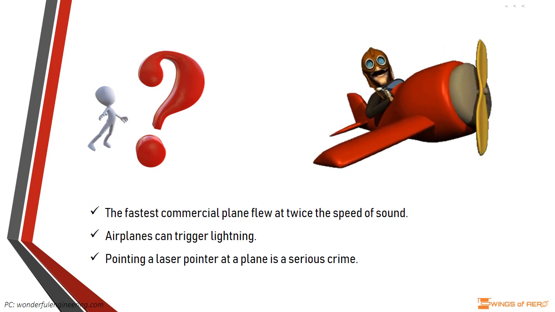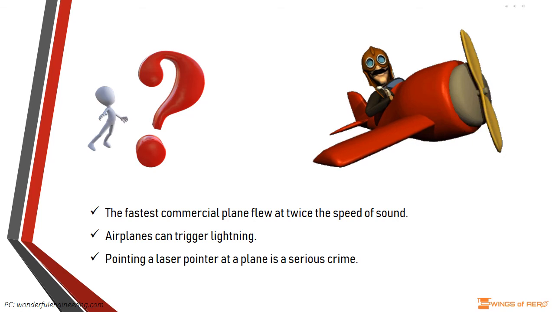Pointing a laser pointer at a plane is a serious crime. Drive your pets crazy with a laser pointer all you want, but never aim that annoying red dot at your plane. According to 18 US Code Section 39A, if you point a laser pointer at a plane or its flight path, you can enjoy up to 5 years in prison to think about what you have done.